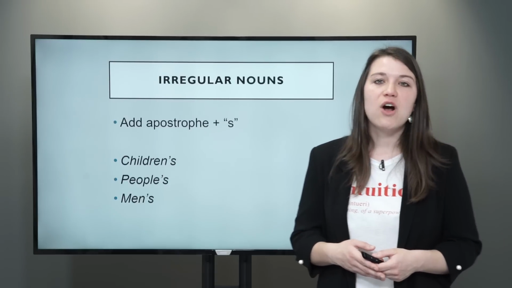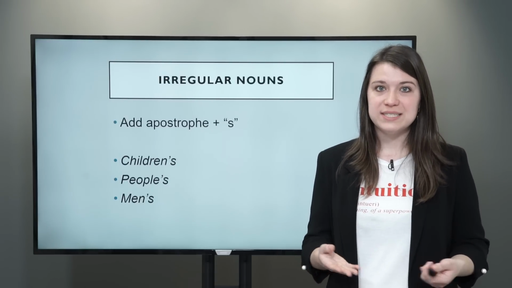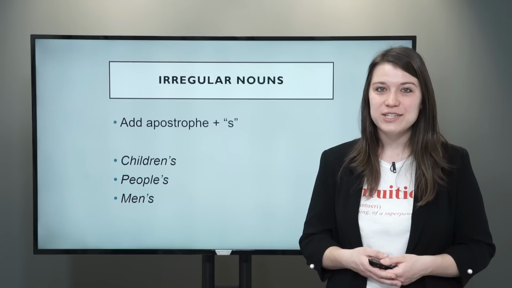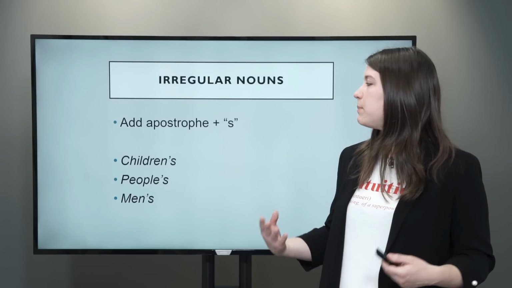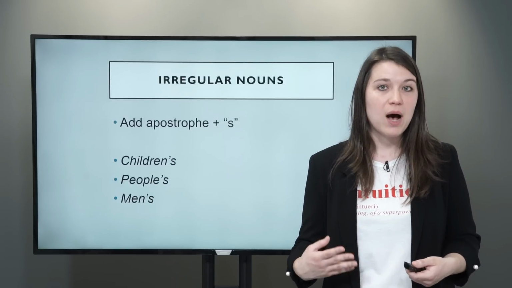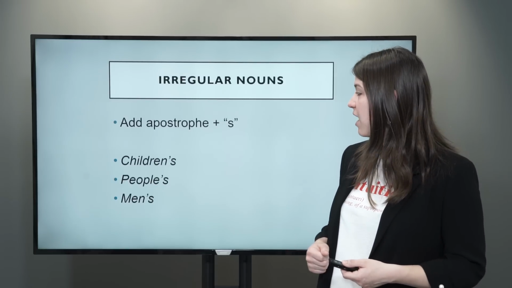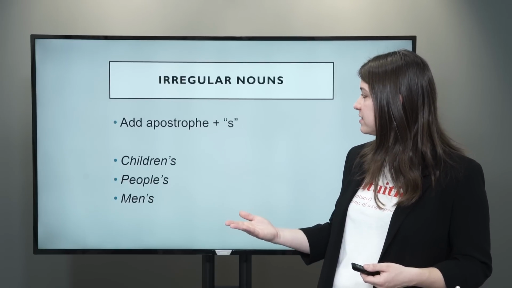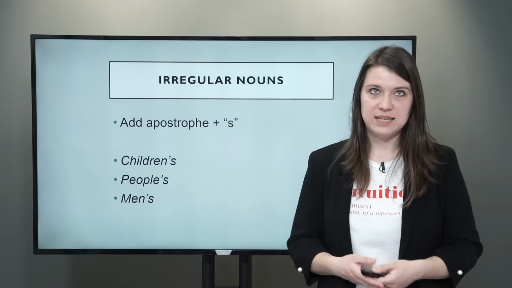Okay, there are several irregular nouns in English, such as children, people, men, etc. With irregular nouns, we add an apostrophe S at the end of the irregular noun. So children's, people's, men's, etc.